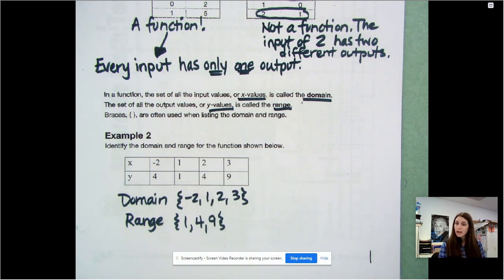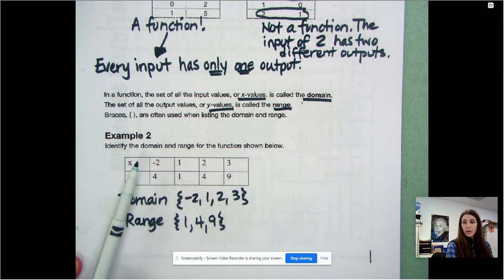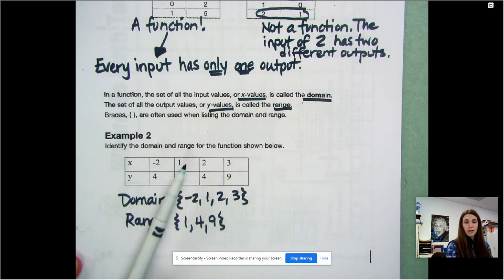Now let's talk quickly about whether or not this table represents a function. So for the input of -2, I have an output of 4. For the input of 1, I have an output of 1. For the input of 2, I have an output of 4. And for the input of 3, I have an output of 9.